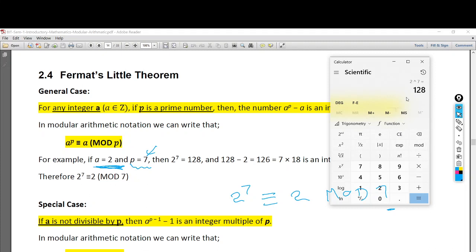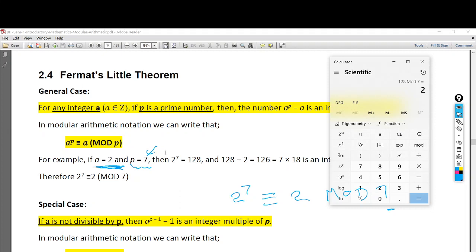So let's take 128 mod 7. You can see that is 2. So that is why it says yes, 128 and 2 are equivalent, or congruent, in mod 7. Now you can see Fermat's little theorem is valid, right? Fermat's little theorem is valid.